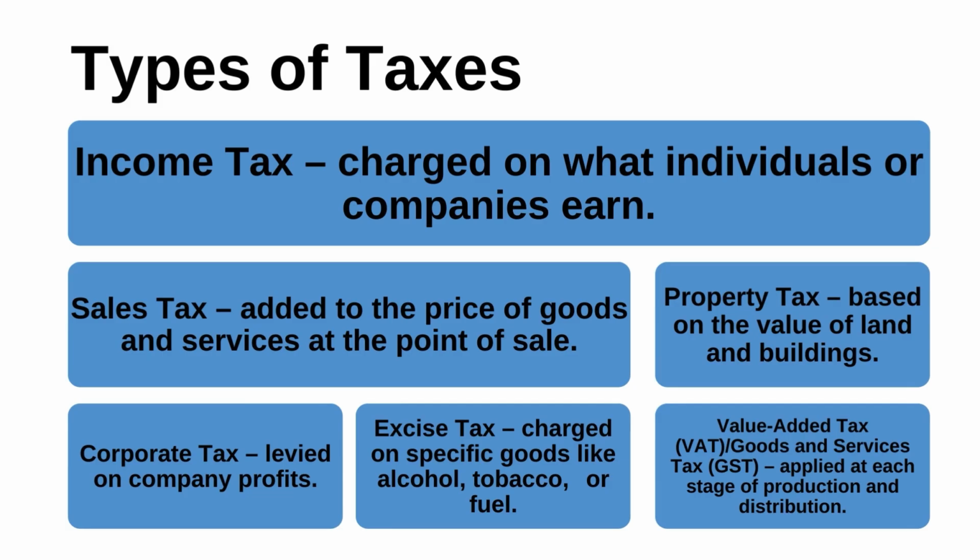First one, income tax, which is charged on what individuals or companies earn. Sales tax is added to the price of goods and services at the point of sale. Then we have the property tax, based on the value of land and buildings. Corporate tax is there, levied on company profits. Then excise tax, value added tax, and GST.